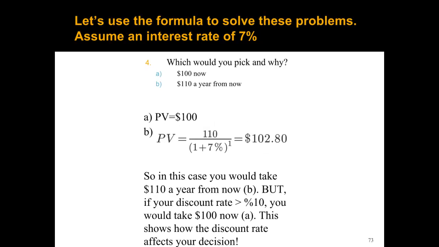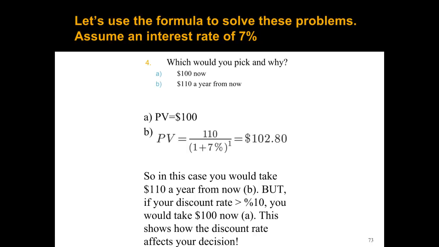So why is this one tricky? Well, again, $100 now has a present value of $100. But $110 a year from now turns out to be a present value of $102. So in this special case of an interest rate of 7%, I would choose part B. But if our discount rate was greater than 10%, you would take $100 now.